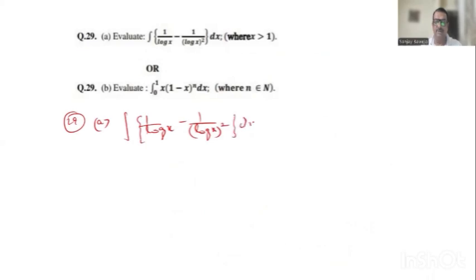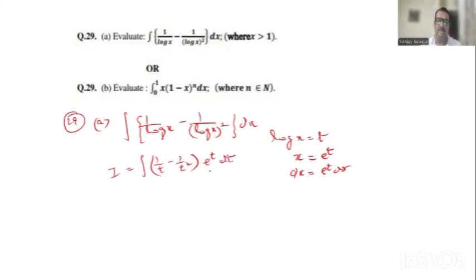The best way to solve this question is you put log x as t. So if log x is t, then x will be equal to e raised power t. So dx will be equal to e raised power t dt. So the integral becomes 1 by t minus 1 by t square times e raised power t dt.